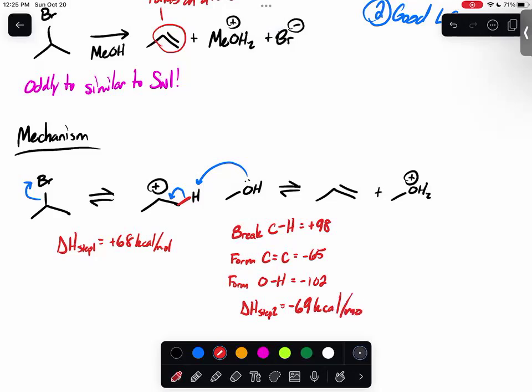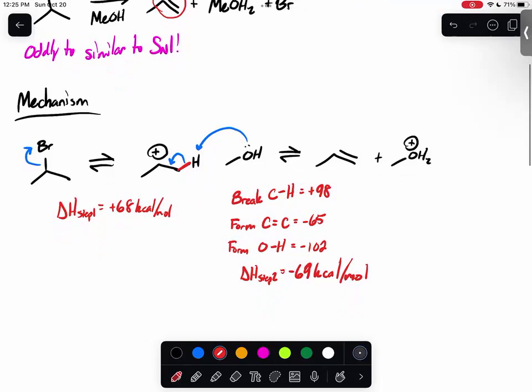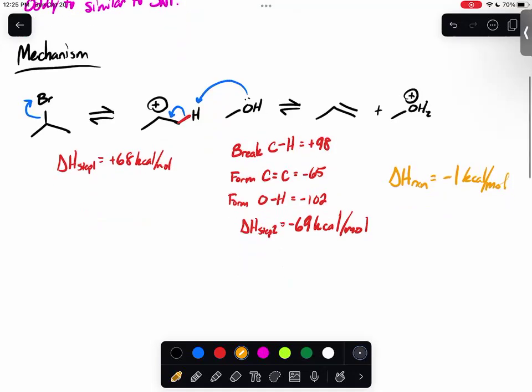What this means is our overall delta H of the reaction, right, if we add these two together, is only negative 1 kcal per mole. And remember, this is entirely approximate because these BDEs don't exactly reflect what we're looking at, but it's just barely exothermic. Now let's compare this to SN1, right?